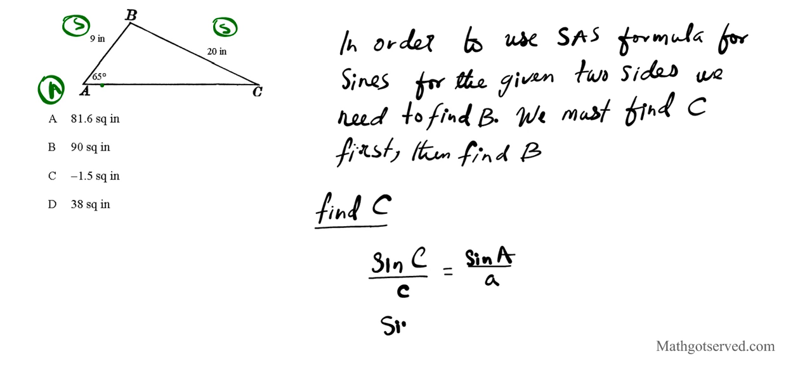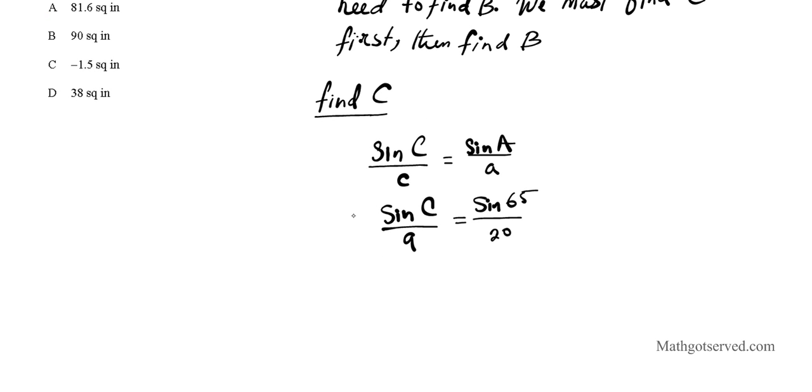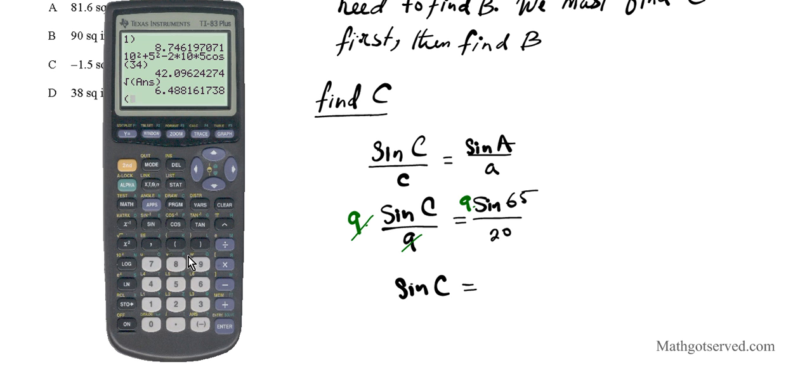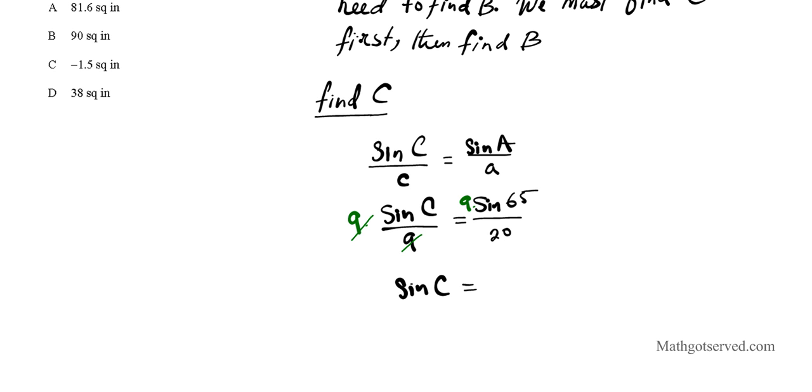All right, so let's substitute. Let's label our triangle so we don't get confused. If this is big A, this is little a, this is little c, and this is little b right there. Sine C over little c, which is 9, equals sine 65 over little a, which is 20. Now to get sine C by itself, we multiply both sides by 9. Let's divide out. We have sine C equals 9 sine 65 over 20. So parenthesis 9 sine 65, close that, divided by 20. Final answer is 0.4078. So sine C is approximately 0.4078.